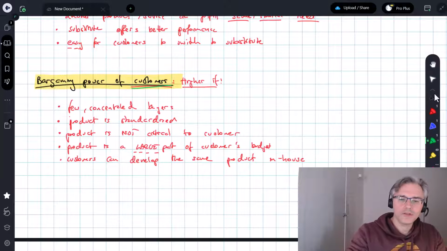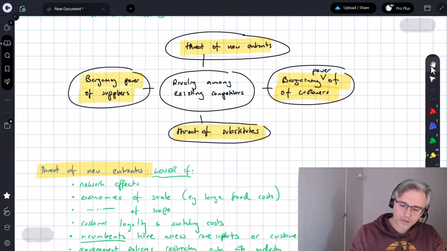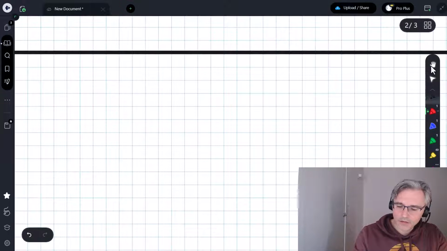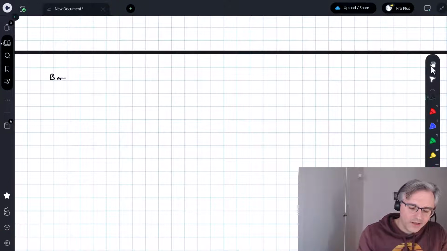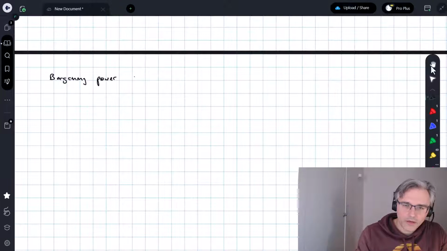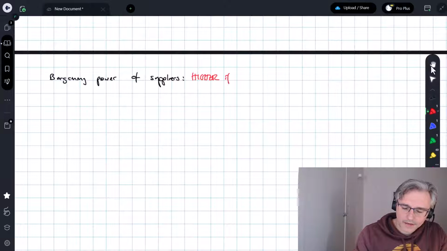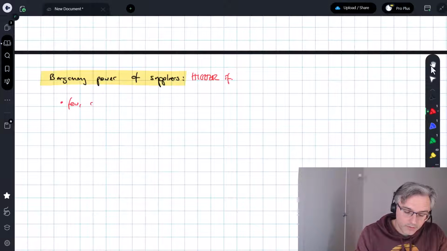Okay, let's move on to the next one, because we've covered three so far. That's going to be the bargaining power of suppliers on the other side. Depending on where you put yourself, every company typically has both suppliers and customers, so you can be on either end of this relationship. The bargaining power of suppliers is higher if, once again, there are few concentrated suppliers only.